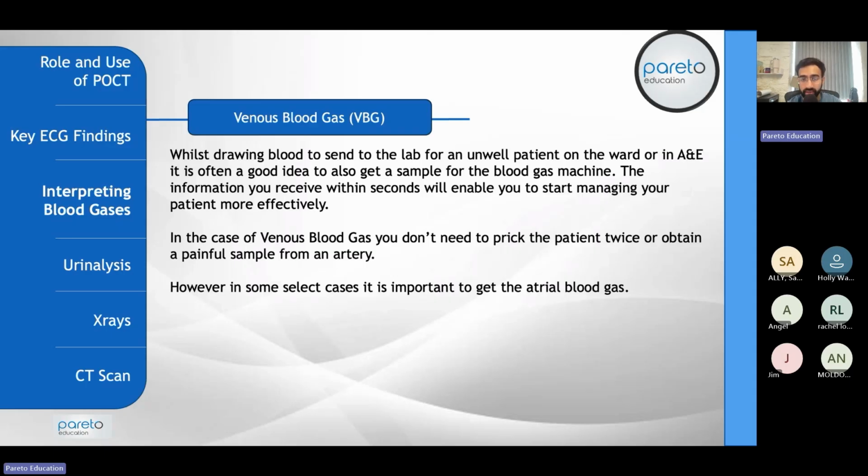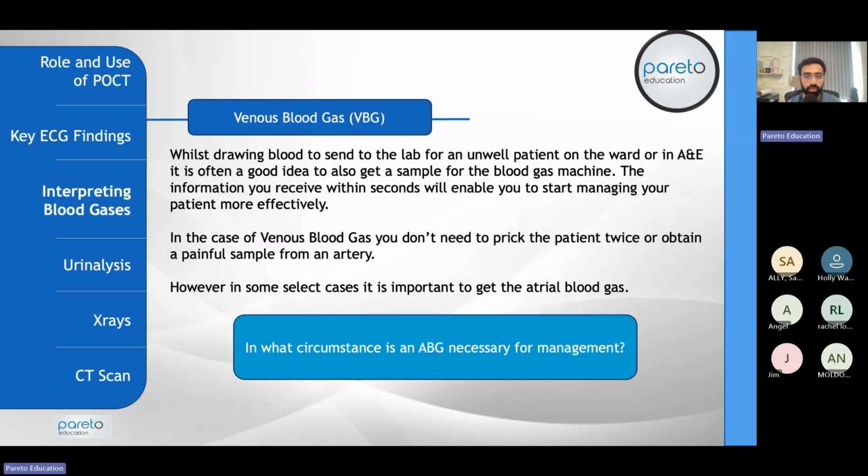However, in some cases, it's really important to get the arterial blood gas instead of a venous blood gas. Can anybody recommend some circumstances where a VBG just doesn't do the job and you have to get an ABG?